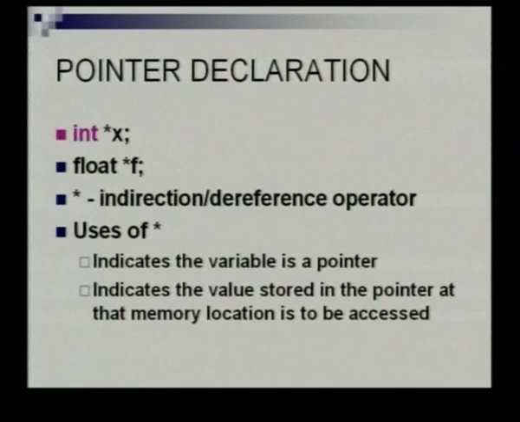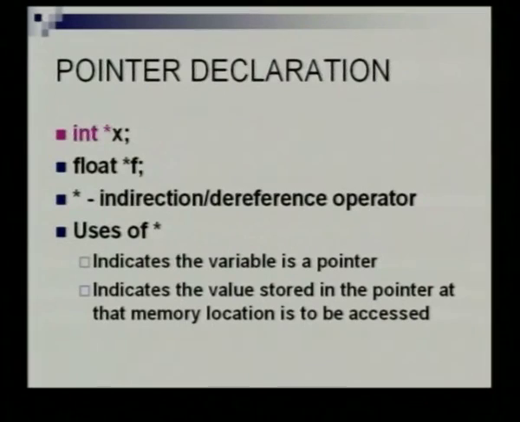Here are certain examples for the syntax. Int mentions a variable is of type integer. We are using that star operator or asterisk operator, and we are giving the variable name as x. The next is a pointer variable of type float. Now this asterisk is also called the indirection or dereferencing operator.